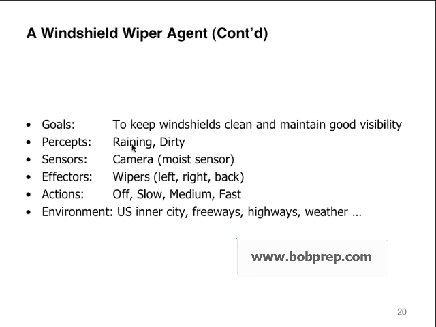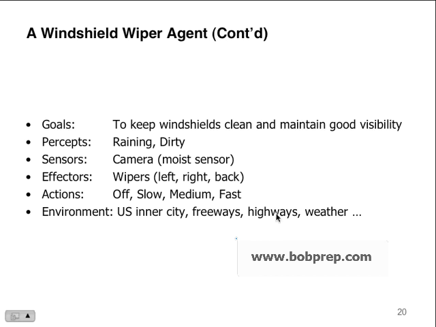Sensors. Well, right now we're going to use a camera, maybe a moisture sensor, to solve this problem. Effectors, which are going to be the actions or the output. What effect is it going to have on its environment? Well, we're going to turn the wipers on. So we have wipers: left, right, and back, and maybe the back of the car. And then actions, maybe on, off, slow, medium, fast.